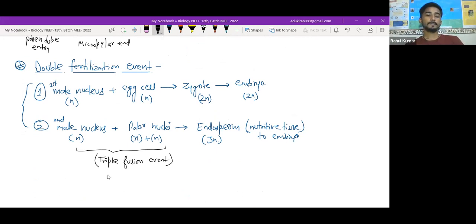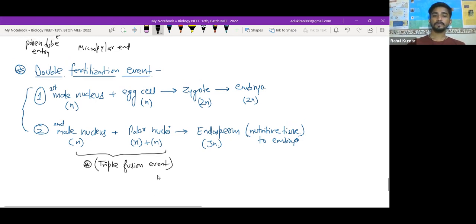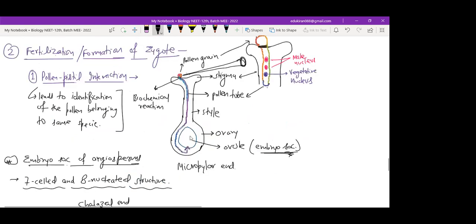Write down. The fusion of a male nucleus with two haploid polar nuclei, giving rise to a triploid endosperm, is known as triple fusion. Is it clear? The third part is also clear, right?